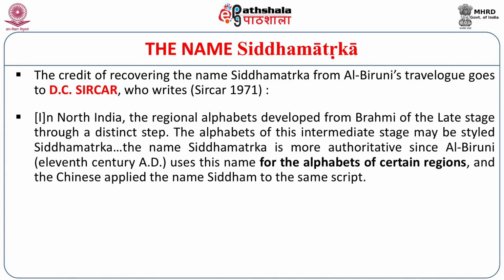Sarkar, who suggested that in North India, the regional alphabets developed from Brahmi of the late stage through a distinct step. The alphabets of this intermediate stage may be styled Siddhamatrika. The name Siddhamatrika is more authoritative since al-Biruni, 11th century AD, uses this name for the alphabets of certain regions, and the Chinese applied the same name Siddham to the same script.